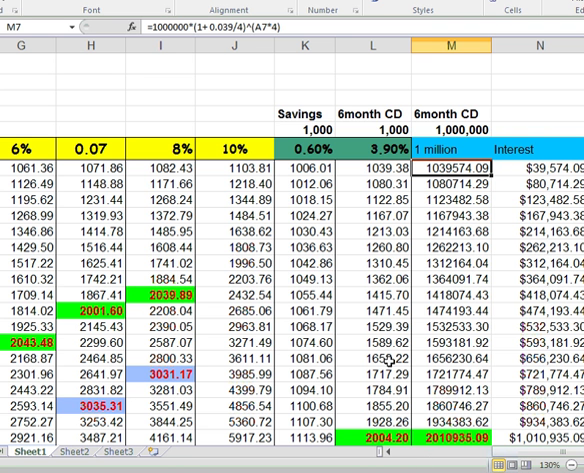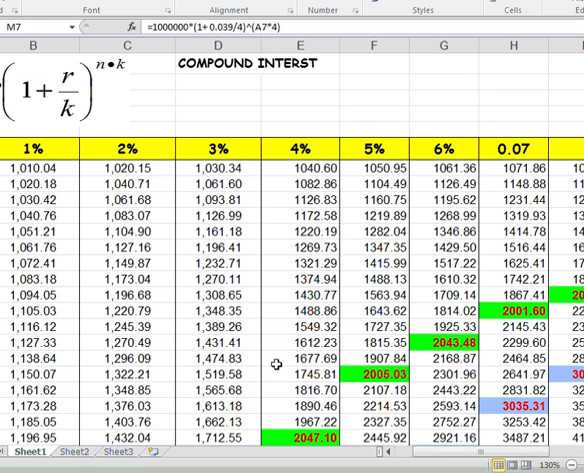So hopefully this helped. Hopefully you do know that formula. And if you have a scientific calculator, that should help you. Good luck.